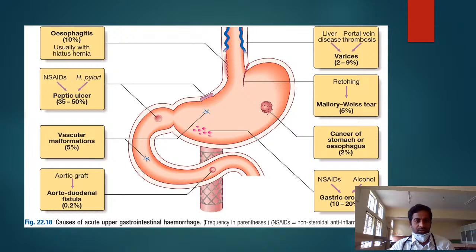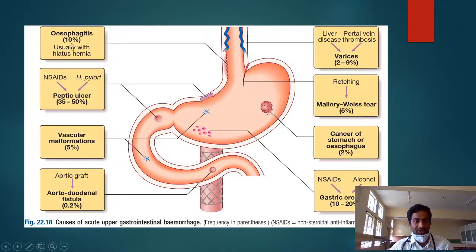Now, the most common causes of upper GI bleed. You have peptic ulcers. If they ask you what is the most common cause of upper GI bleed, it's always peptic ulcers, usually caused by NSAIDs or H. pylori. Then you have gastric erosions, which could be due again to NSAIDs or alcohol. Then varices, gastroesophageal varices, which could be due to liver disease or portal vein thrombosis.